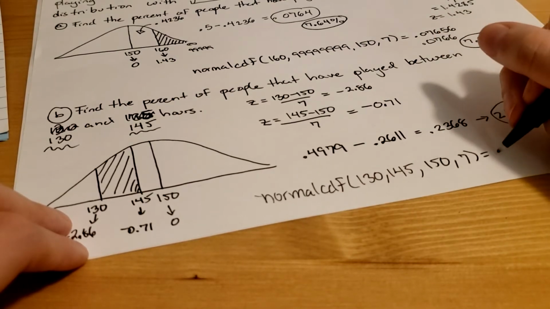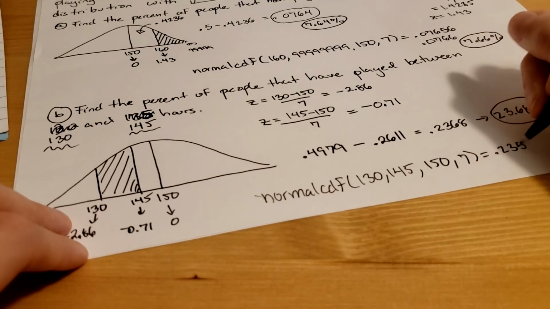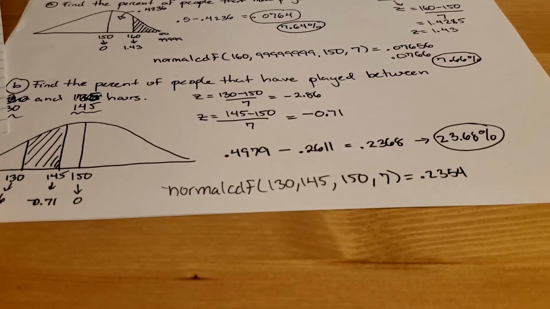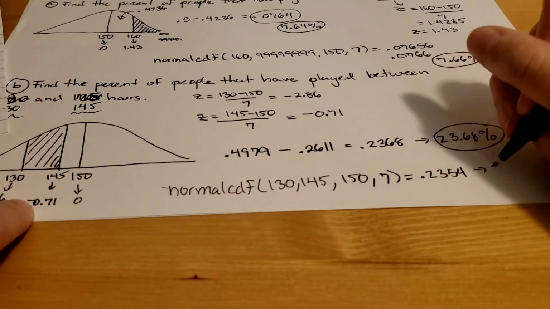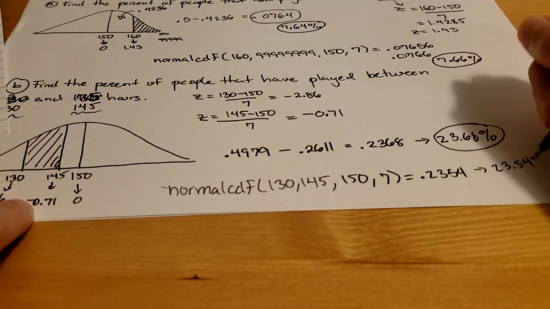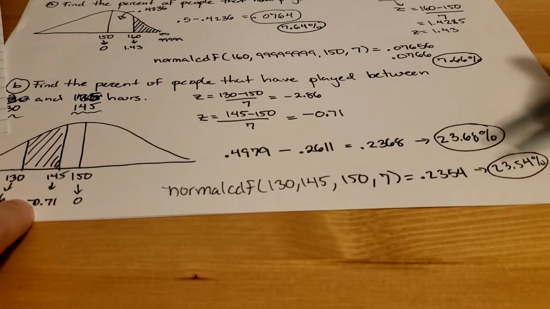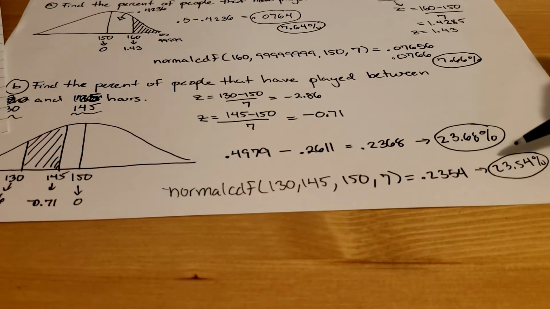We hit enter, we get 0.2354 if we round to 4 places, which gives us 23.54%. They're not that close. Well, I mean, they're still relatively close. Whichever technique you use is okay as long as you show all of your work. They're still close enough for us.